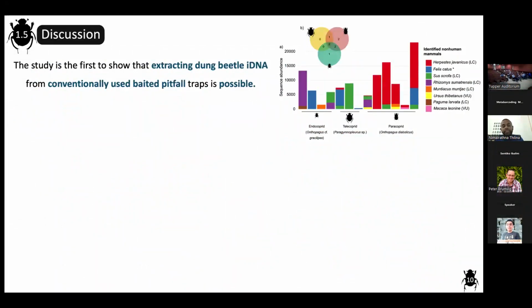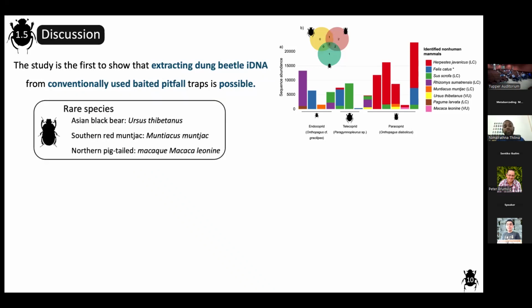So this is the very first study that showed that dung beetles collected from baited pitfall traps with the preservative solution can actually be used to get the mammalian meal source of the dung beetle. We found rare species and also common species.